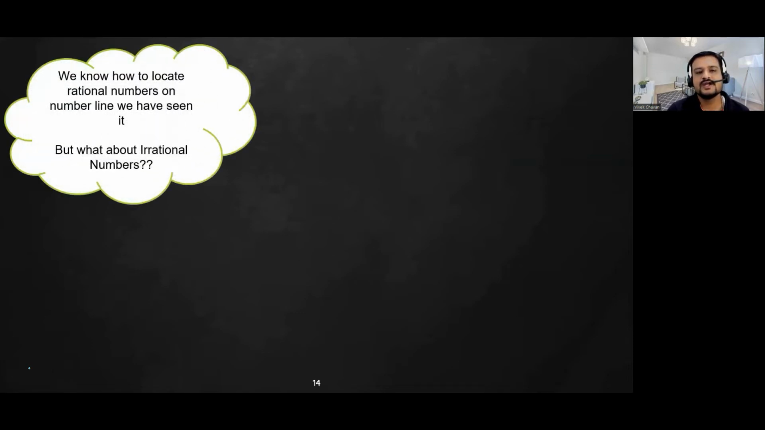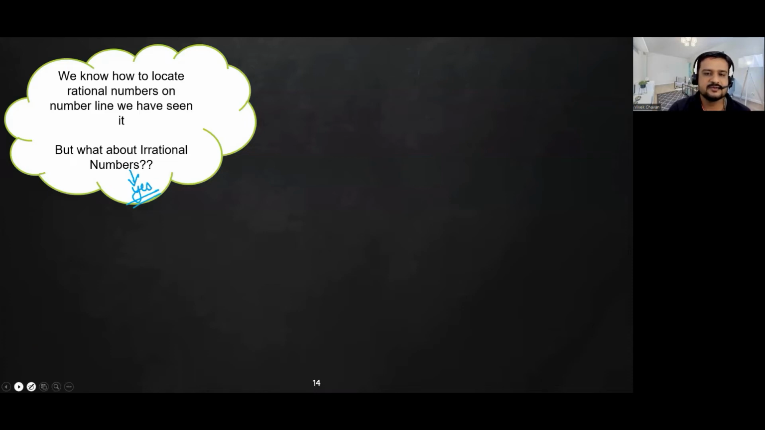So now let's see. We know how to locate the rational numbers on the number line. We have seen it. But what about the irrational numbers now? Can we locate irrational numbers also on the number line? What do you say? Yes, Srihari, you have raised your hand. Okay, so we can locate irrational numbers also on the number line, as we locate rational numbers on the number line.